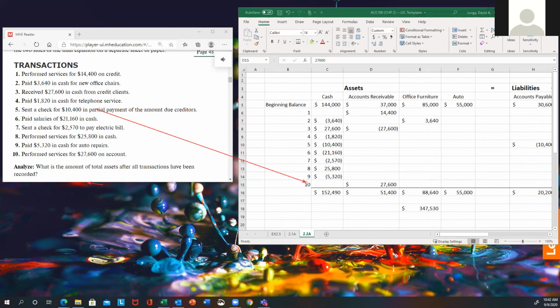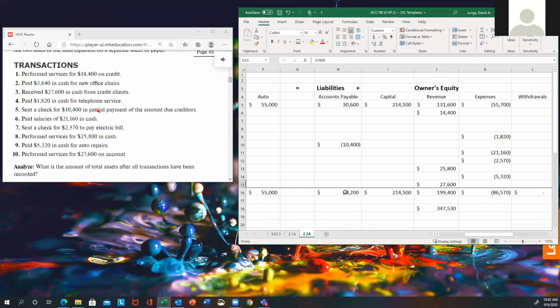We just entered all of them as pluses or minuses, meaning increase or decrease. We already had the beginning balance in the equation. And at this point, because I already had the formula set up, everything has been totaled for you. We know our total assets of cash, accounts receivable, office furniture, and auto total $347,530. And then our offset should be the same. And you'll notice if we add up our liabilities and our 3 equity items, we get the same amount.